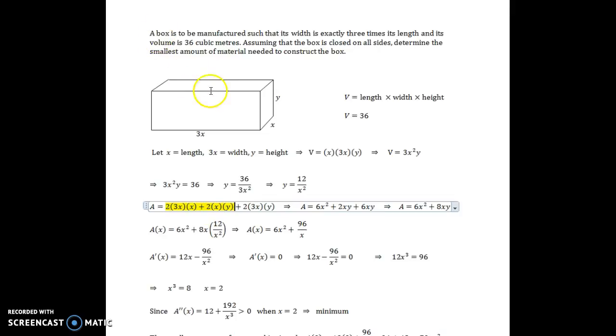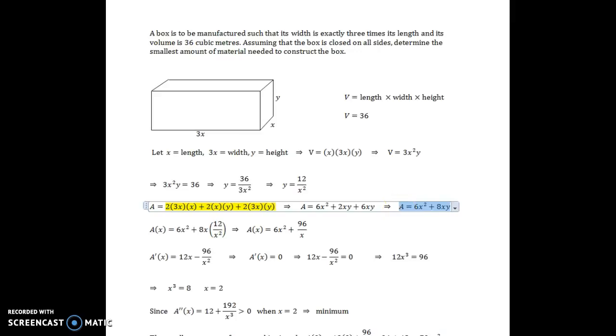And finally, there's the front and the back. It's the area here, 3x times the height, which is y. And of course, there's 2 of those. So that's the third part of it, and that's the surface area A, if you wish. If you multiply this through, you'll simply get 6x squared, 2xy, and 6xy. So this is your area, and you can combine like terms: 2xy and 6xy give you 8xy. That's the surface area in terms of x's and y's.